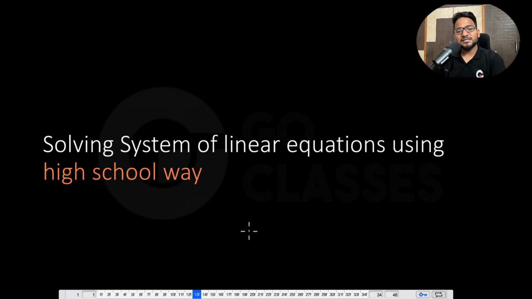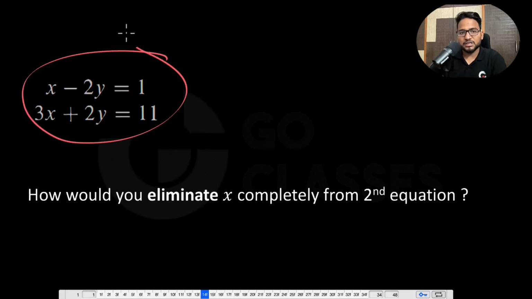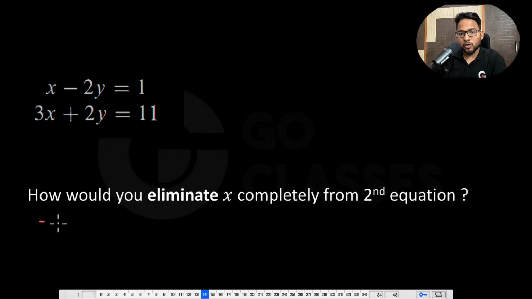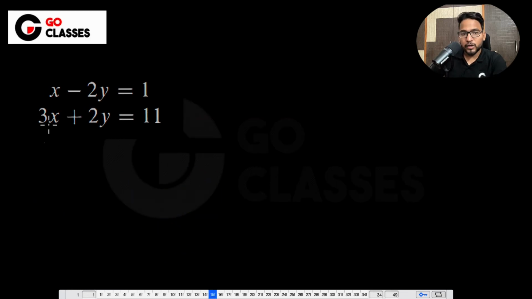But before that, let's see how, if you are given a system of linear equations, you used to solve it in high school. So we are solving the system of linear equations using the high school way. Let's suppose these two equations are given to us. If I ask how you eliminate this x completely from the second equation, what will you do? If you remember your high school days, you take these two equations, you write them, and you eliminate one variable.